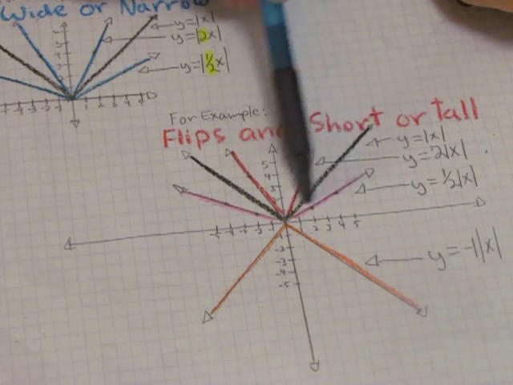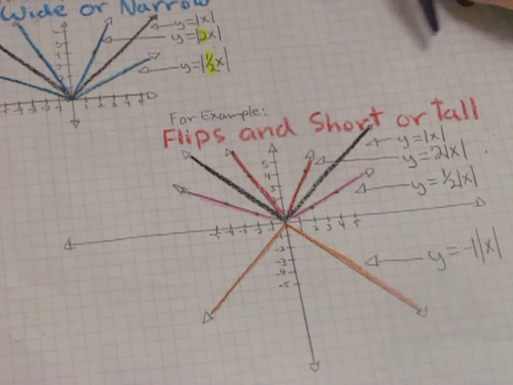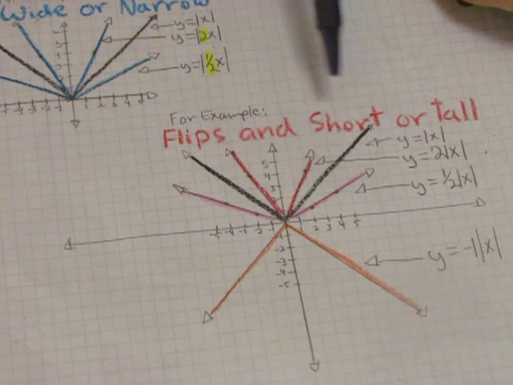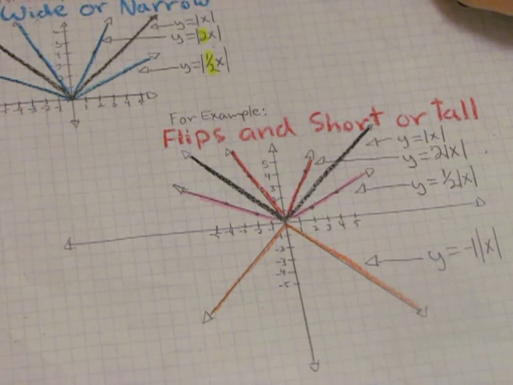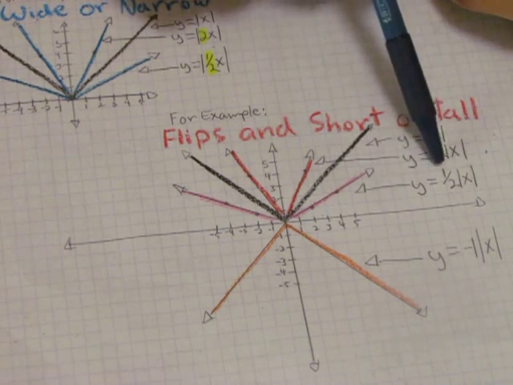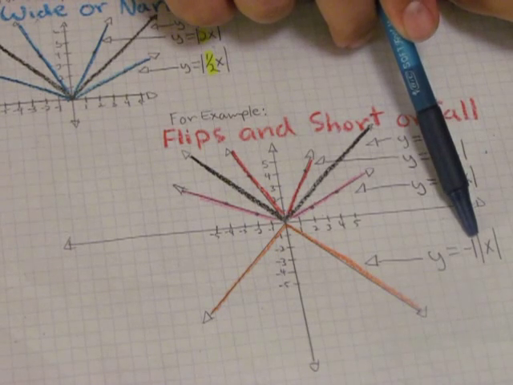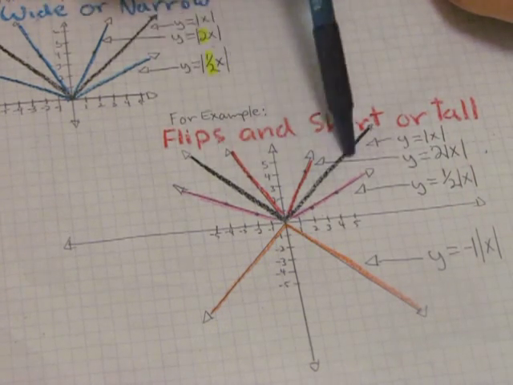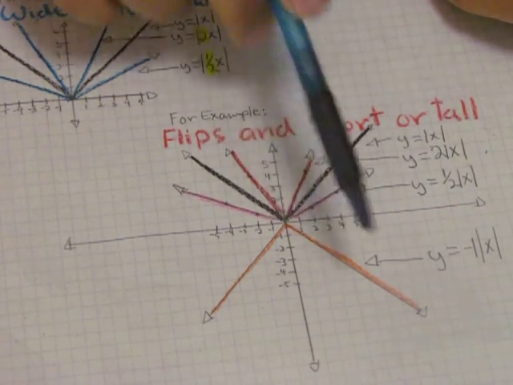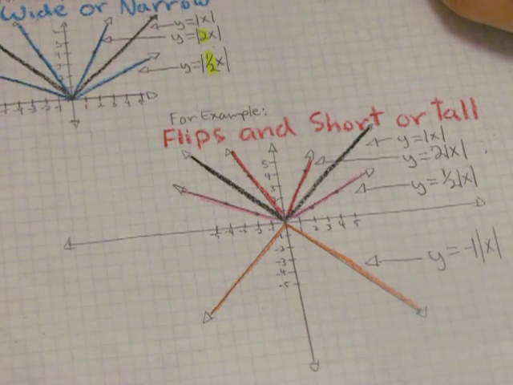Now, what is the difference between this a value and the b value we just saw earlier? The a value is on the outside of the absolute value bar. So for example, if you have a negative a value, it then flips this parent function over the x-axis.